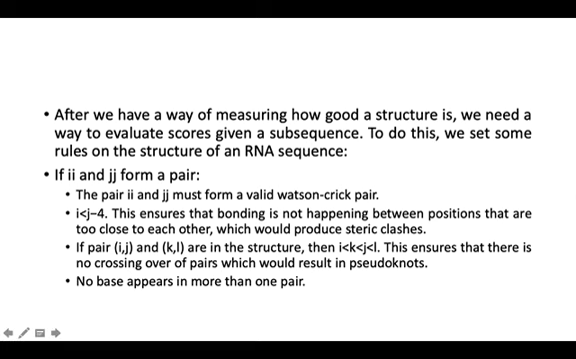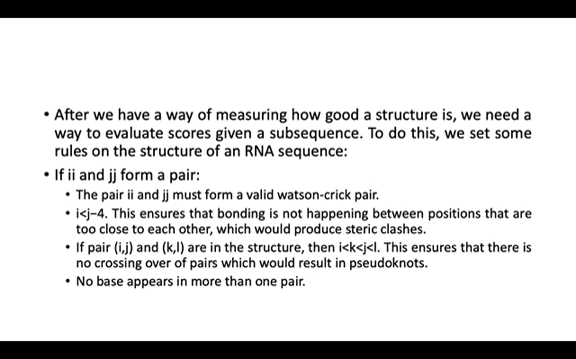The rule here is that the two positions on the single strand of RNA should be at least 4 bases apart so that they can bond with each other. Otherwise, the bonding will be unstable if they are too close, and the structure will not be stable, or it will not lead to a good prediction.